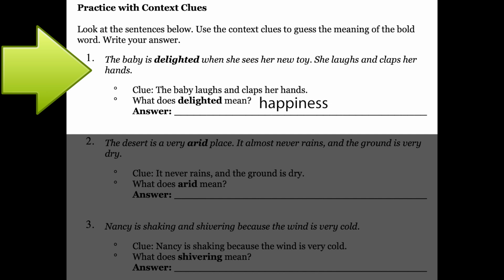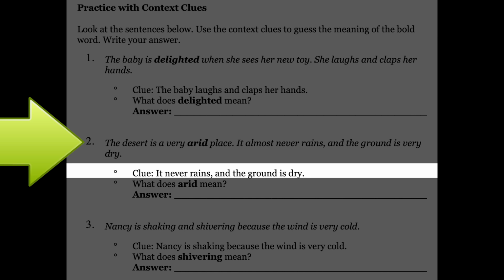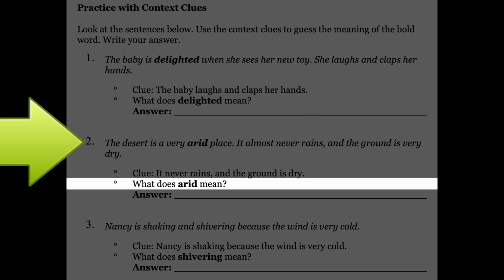All right, number 2. The desert is a very arid place. It almost never rains, and the ground is very dry. Take a look at the clue. It never rains, and the ground is very dry. What does arid mean? Pause the video now and write your answer on the line.